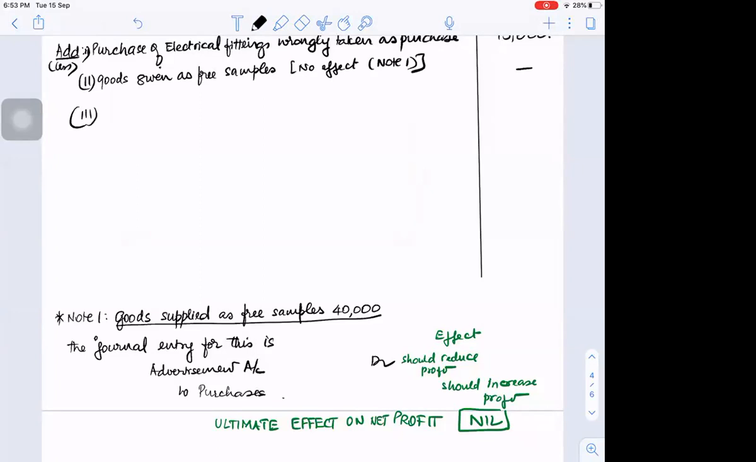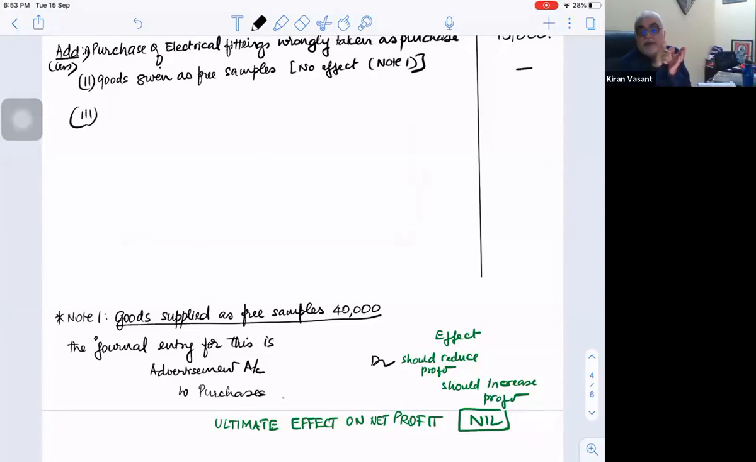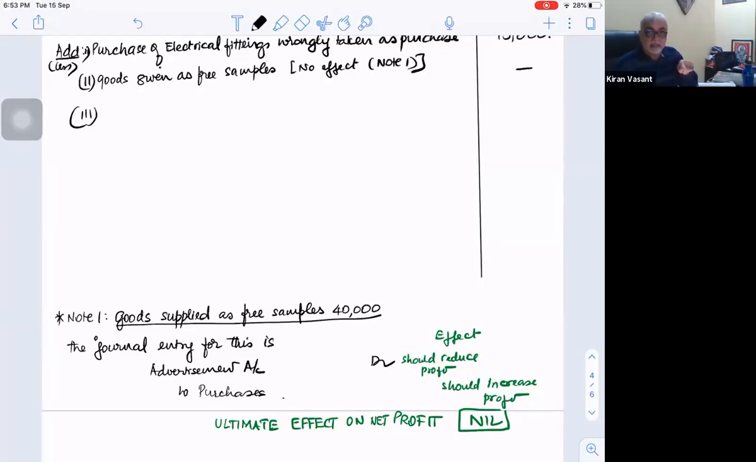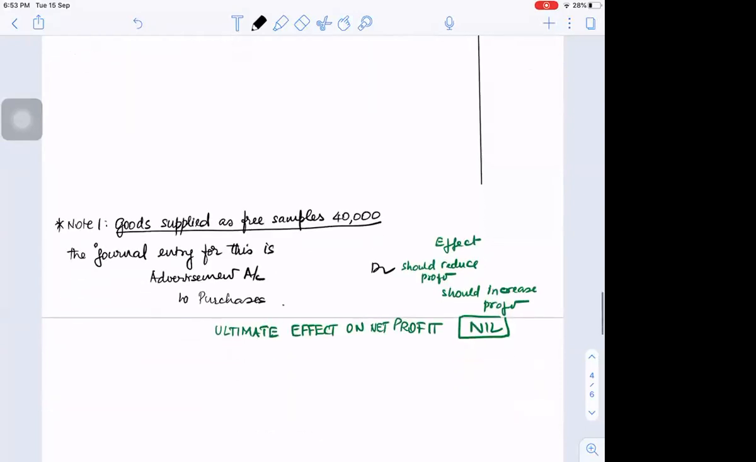Sir, the electrical fitting is an expense, right, sir? So the profit should decrease, no? Electrical fitting is an asset. If it is electrical expenses, then you are right. Okay, sir. Okay, I'll put that.